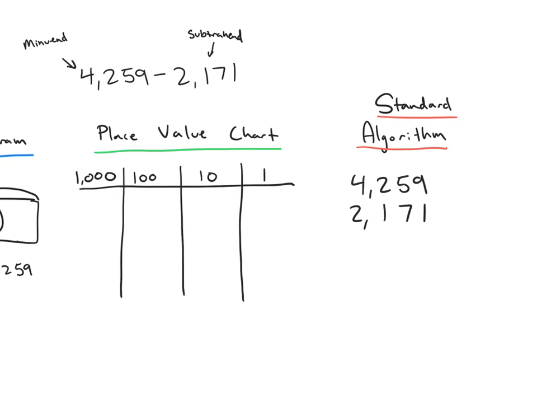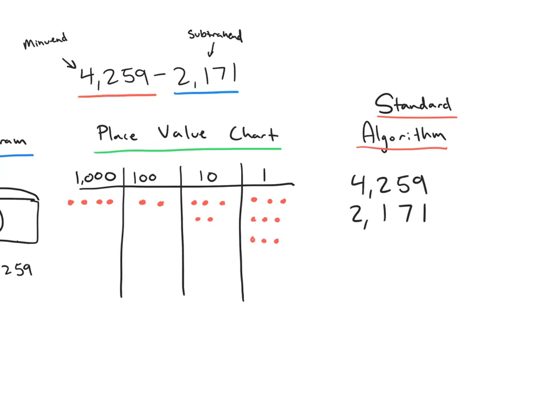I want to make sure I'm subtracting the correct place value from the same place value of the other number. So I'm going to start by representing the minuend in red with discs on my place value chart: 4 thousands, 2 hundreds, 5 tens, and 9 ones. And then to show my subtraction, I'm going to be crossing out the different values of my subtrahend on the place value chart.